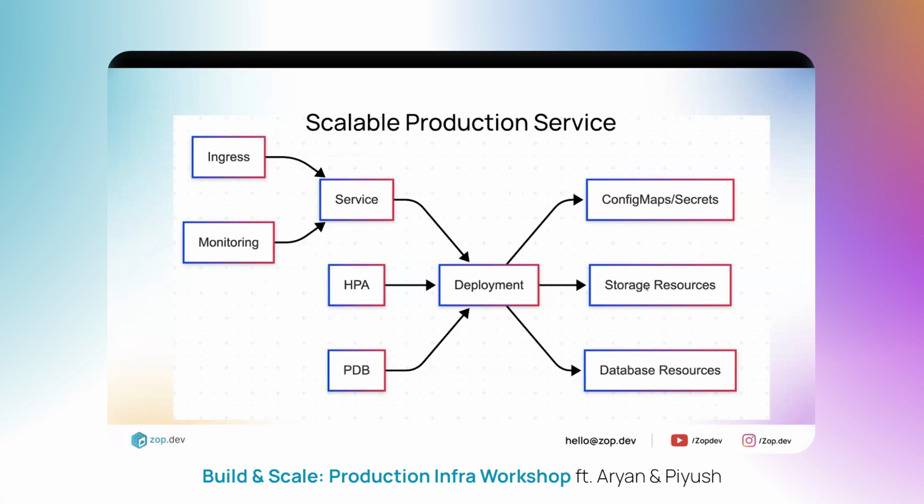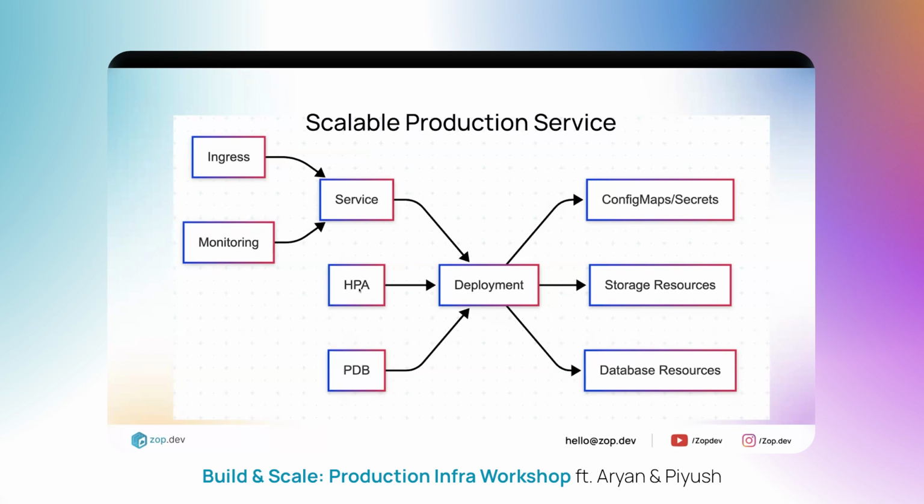Then we have some storage resources. Storage resources are basically a persistent volume. So if our application requires a persistent volume to run itself, we can define a persistent volume and attach it to a deployment. Then we have database resources. It's basically any SQL, NoSQL, Redis or cache data store that our application can use.